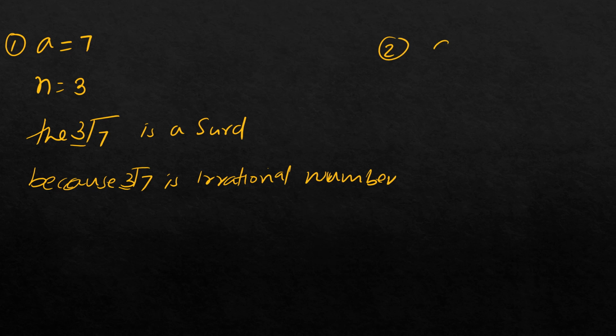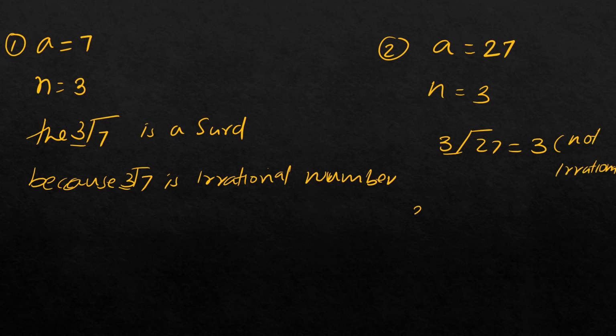Okay, let me take another example. Suppose we have 27 and I am taking cube root of 27, and the answer is 3, and it is not an irrational number. That means cube root of 27 is not a surd, because the answer is not irrational. Understood? So we will say that cube root of 27 is not a surd. Understood? The concept of surd is clear now.